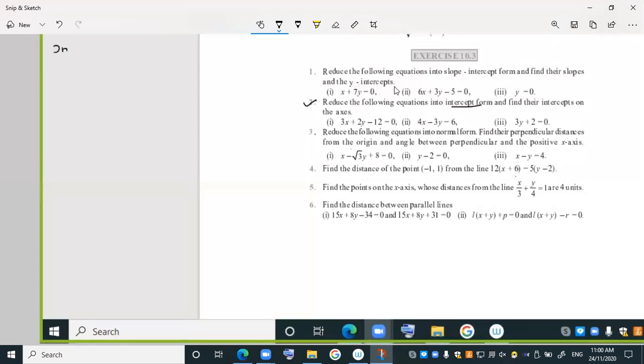What is intercept form? First, you should know what is intercept form. The intercept form of a line is x by a plus y by b is equal to 1. And A is called the x-intercept, that is the intercept on the x-axis, and B is the y-intercept. Okay.